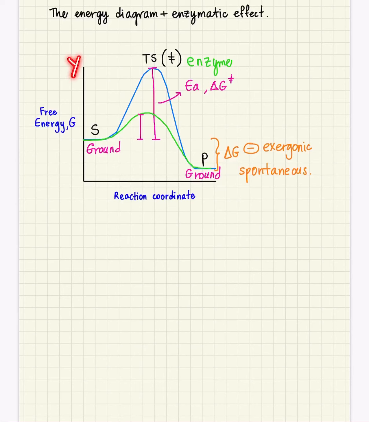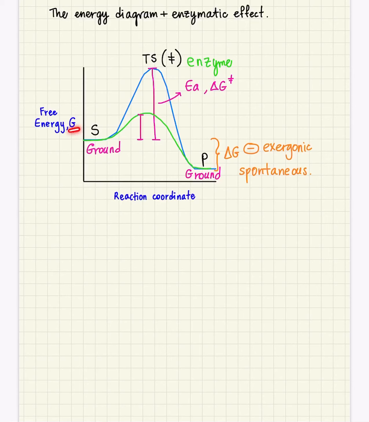So let's look at the y-axis. On the y-axis we have the free energy that's denoted in G. And on the x-axis we have the reaction coordinate. You can think of the reaction coordinate as the pathway the reaction takes to go from substrate, transition state, to product. As you can see here, we have the substrate, also called the reactant. Then we have here the transition state, or the double dagger, which is what that is called. Then at the end over here, we have our product.